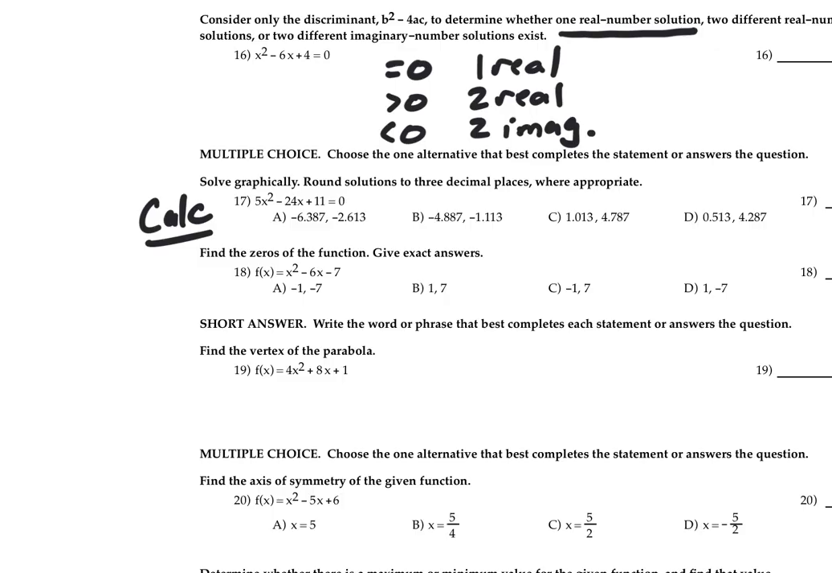18, you can use whatever method you want. Once again, anytime it doesn't tell me what method to use, the first thing I would always check is my calculator. And especially because this one's multiple choice, it should be pretty straightforward. So that would be another one that you could just put right into your calculator.